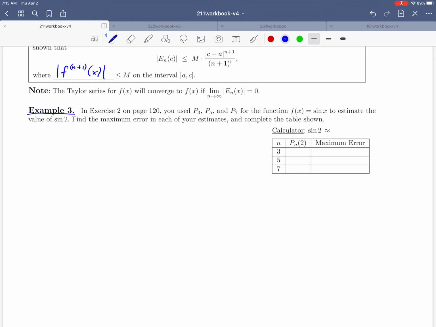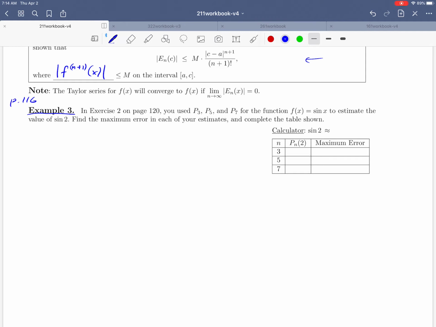We are still looking at page 116 in the workbook here, and this is going to be our first example of using the Taylor error formula that you see up here at the top of the page to estimate the error in using a Taylor polynomial to approximate a function.